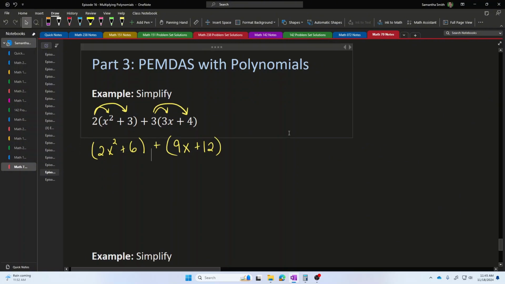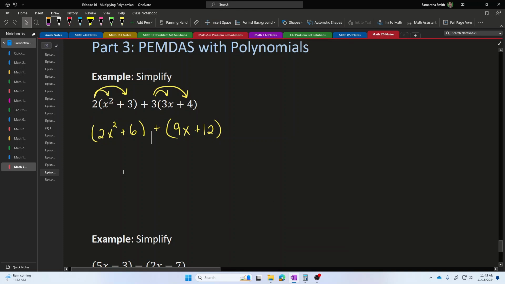So I'll do the M in PEMDAS first and complete the two multiplications. Now all I have to do is add these two polynomials together and see if there are any like terms here that can be combined. Well, the only like terms that I see are the 6 and the 12. If I combine these two like terms, I get 2x squared, 9x, and then 6 and 12 combined become 18. So following PEMDAS, I do the multiplication first, and then when the multiplication is done, I add the polynomials together.